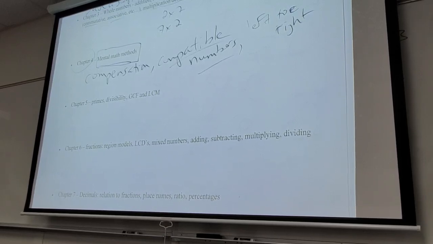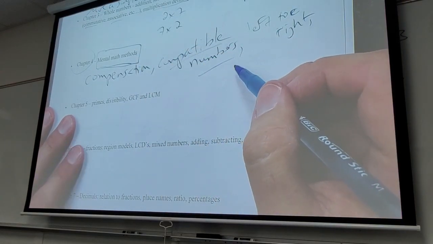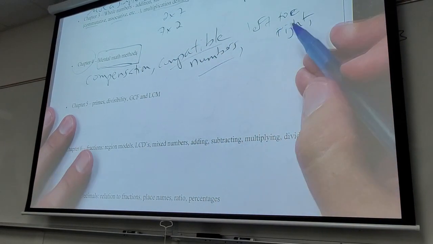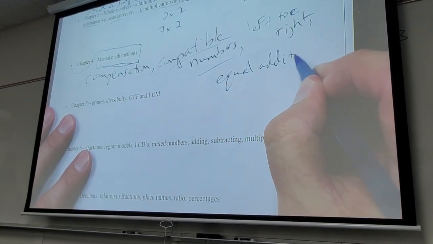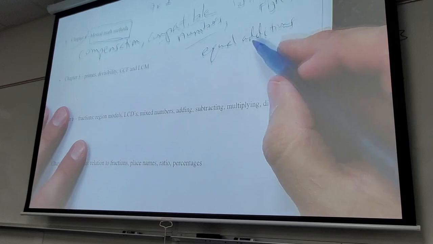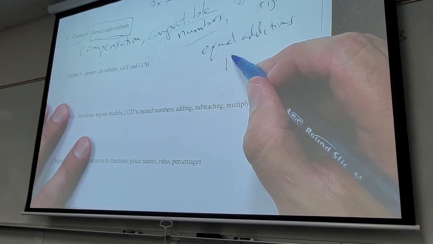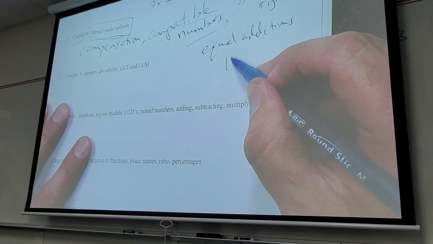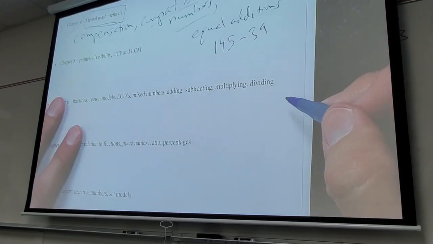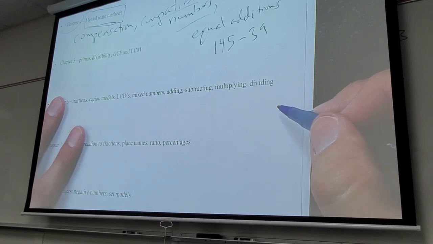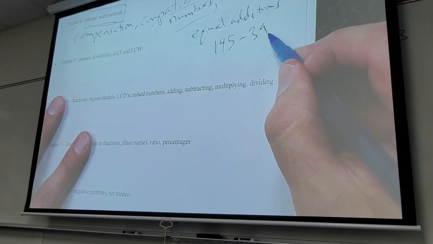Let me think. Oh, what about for subtraction? There was a specific one: equal additions. Does anyone remember what equal additions referenced? There was a problem on the test. I think it was something like 145 minus 39, or something like that. And one way to make this easier to do in your head is to add 1 to both.